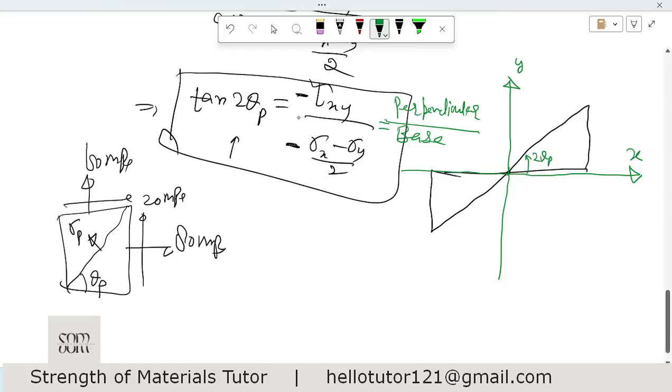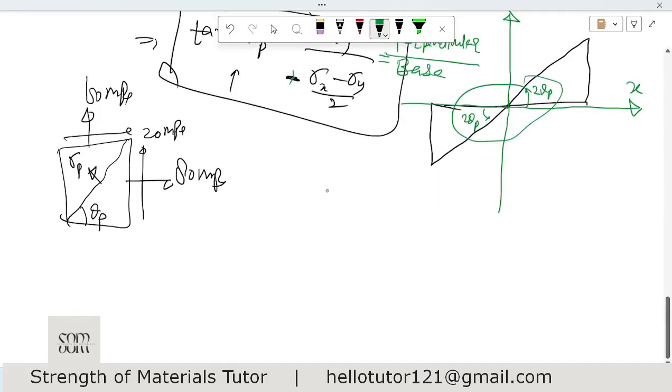If tan of 2 theta p, let us say this angle is 2 theta p, because we will have two values of 2 theta p. First is negative divided by negative, and another is positive divided by positive. So we will have the positive 2 theta p, and from here we will get the negative 2 theta p. You can see they are 180 degrees apart. I call these 2 theta p1 and 2 theta p2.